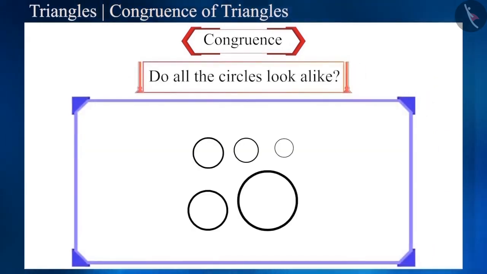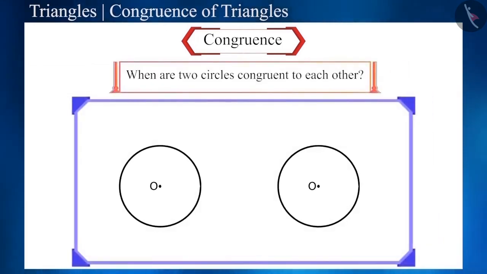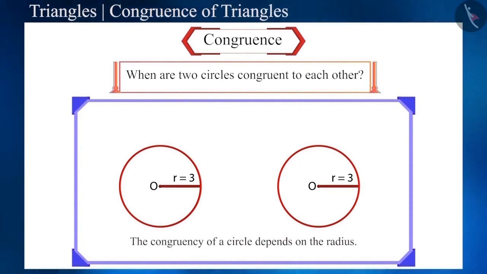Friends, do all circles look alike? All the circles appear to be round, but the only difference is that they can be bigger or smaller than each other. Can you tell when are two circles same or let's say congruent to each other? Circles drawn with the same radius are congruent to each other. That is, the congruency of a circle depends on the radius.